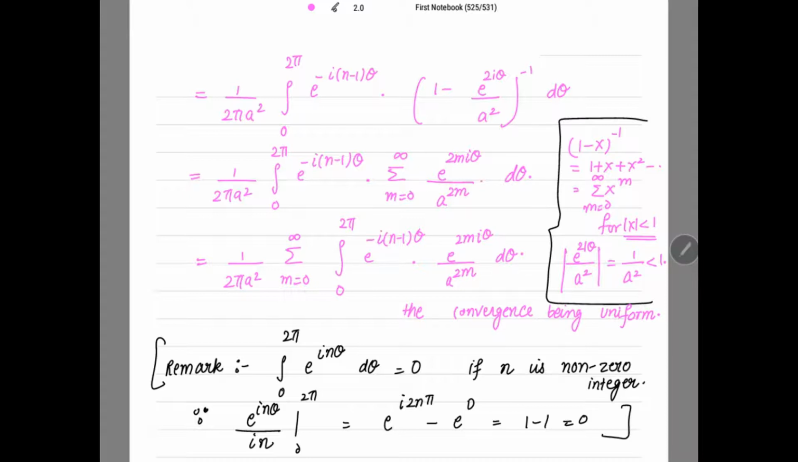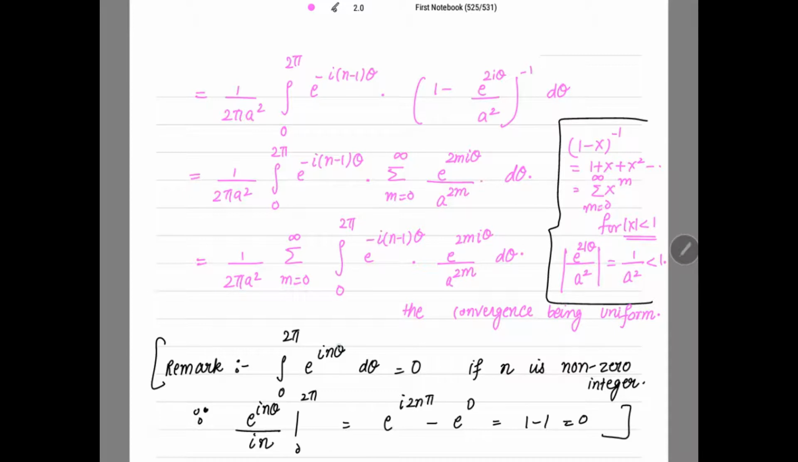Fine. Alright. Now what is the next step? See, there is a remark given to us, that is integration from 0 to 2 pi. Just revise this remark. This is helpful in further steps. The integration of e raised to the power iota n theta, with limits 0 to 2 pi, is 0 if n is a non-zero integer. Why is this integration 0?